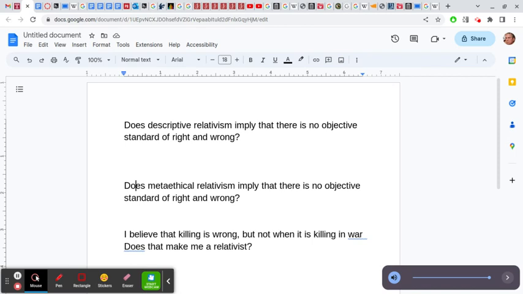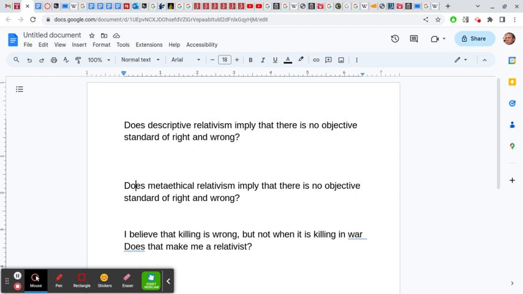Let's take a look at the reading exam 2 about descriptive relativism and meta-ethical relativism. Question 1 was, does descriptive relativism imply that there is no objective standard of right and wrong? The answer to that question is no. And that is really a function of what descriptive relativism is.